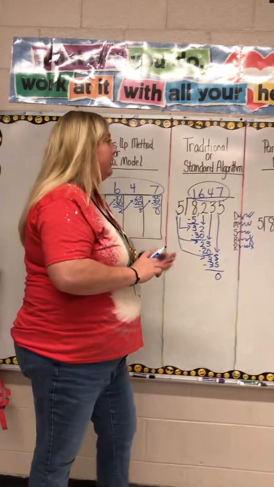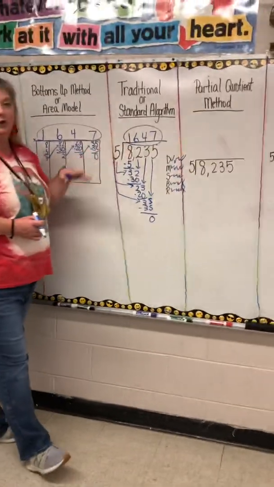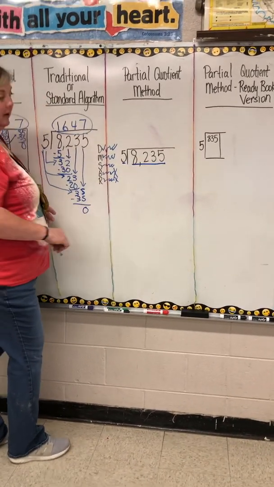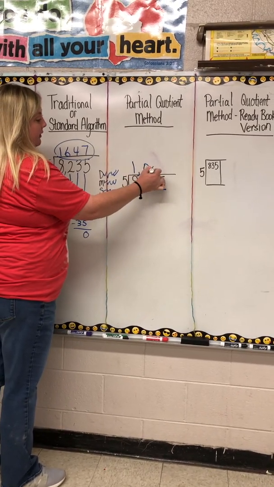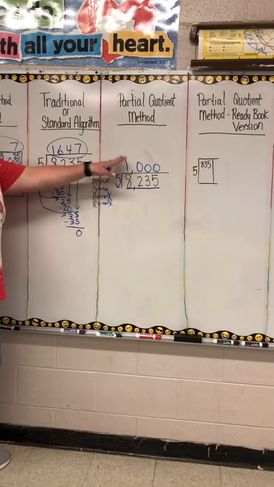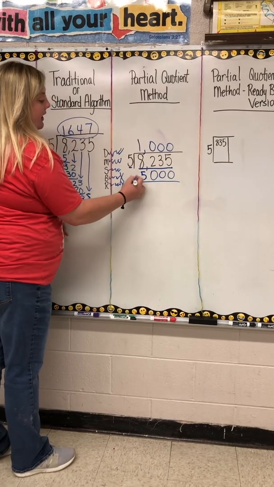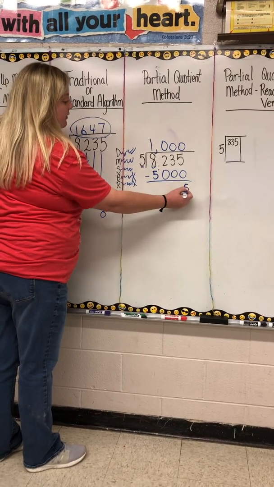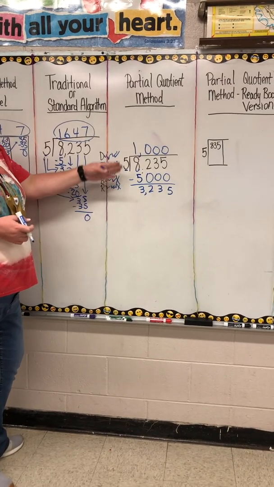Okay, now we're going to go to the partial quotient method, which is not one of my favorite ways, but it's one that we want to be familiar with. It sets up just like the traditional sets up, but what we do is we look at 5 going into 8,235. The closest fact I can come up with is 5 times 1,000. So I put 1,000 on top and I say, okay, 1,000 times 5 is 5,000. Let me subtract that. And that will give me 3,235 left.